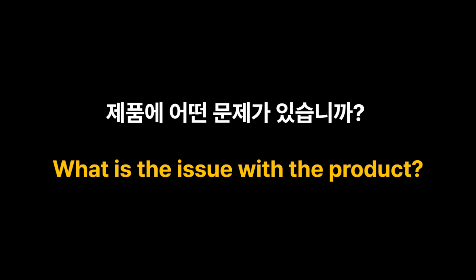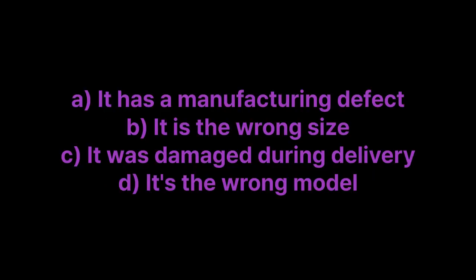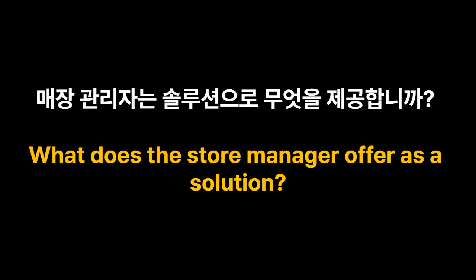What is the issue with the product? A. It has a manufacturing defect. B. It is the wrong size. C. It was damaged during delivery. D. It's the wrong model. The answer is A. 매장 관리자는 솔루션으로 무엇을 제공합니까?